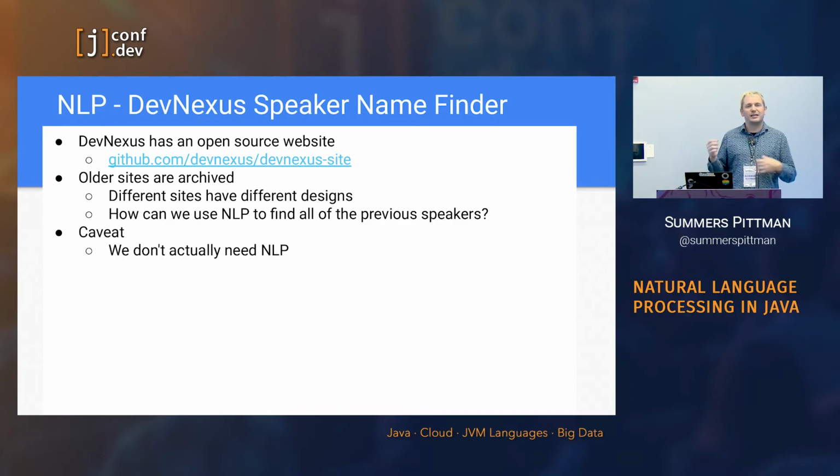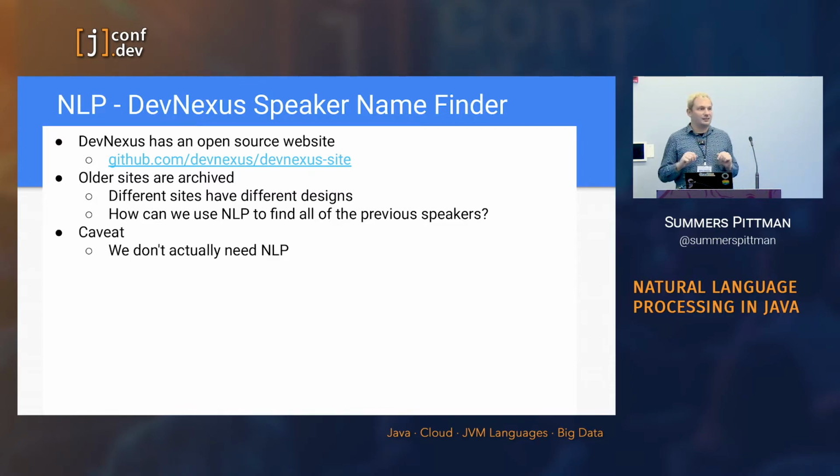And what our OpenNLP model will do is, hopefully, I will be able to give it the biographies of people who have spoken at DevNexus in the past, and it will just give me a list of names of those people who spoke. The DevNexus website is open source. You can go on GitHub and download the website. You can look at its code. You can run it yourself if you want. And what's great is the older conferences are still archived in there. Different sites had different designs, and there were all kinds of small things. So this actually sounds like a really good case for natural language processing to run through the data and try and extract information from it.